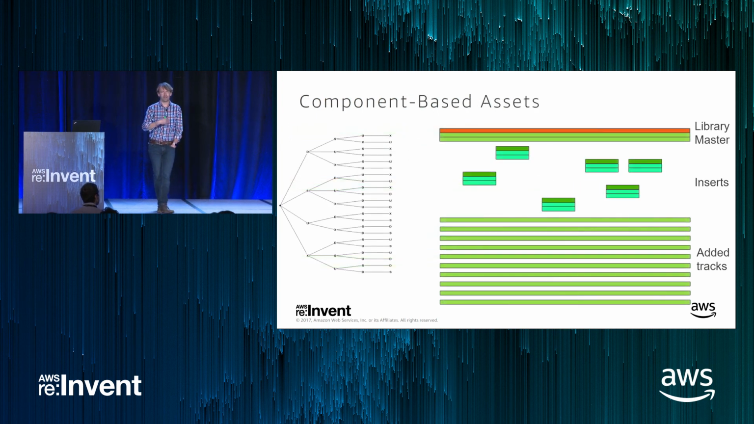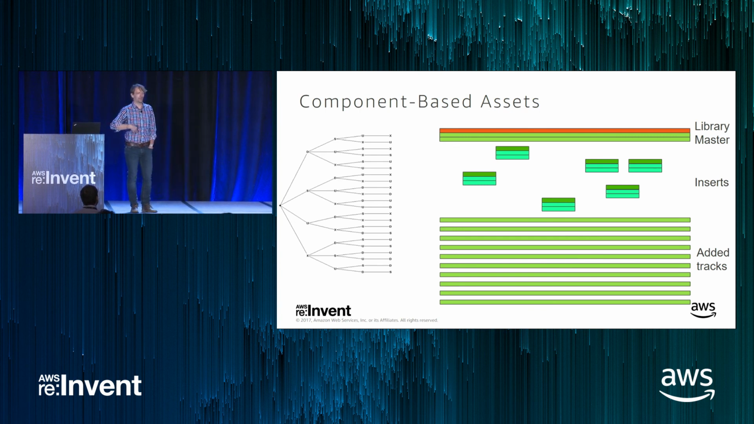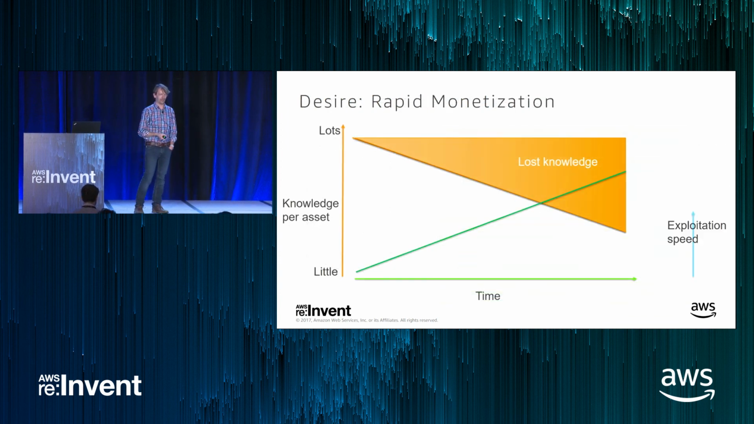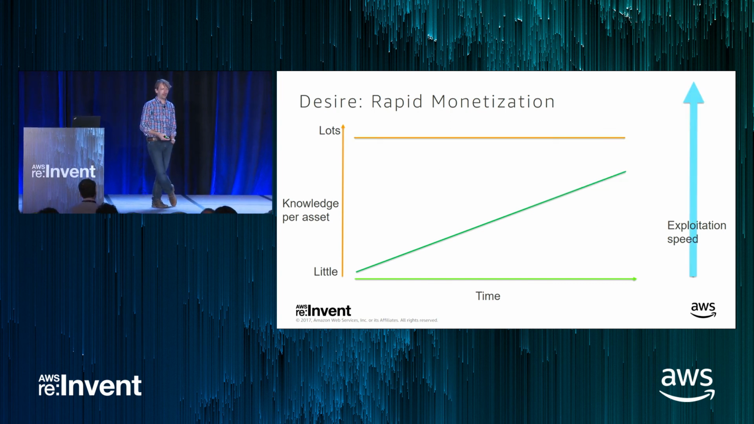So we've got this idea of a component-based asset. We've got the library master, we've got all our inserts, and we've got all of the tracks that we added over time. And we create what is really an additive process as we go through here and create this idea of a component-based asset. And this has been tried multiple times before, but I think that we're finding as we're moving into the cloud that this is actually an interesting challenge, because it's not something that appears to have been done before easily in the cloud that we can just pick up and use somebody else's model. So as we go for this idea of rapid monetization, now we get our exploitation speed up, because if you look back to that component-based asset, we haven't lost any of that knowledge.